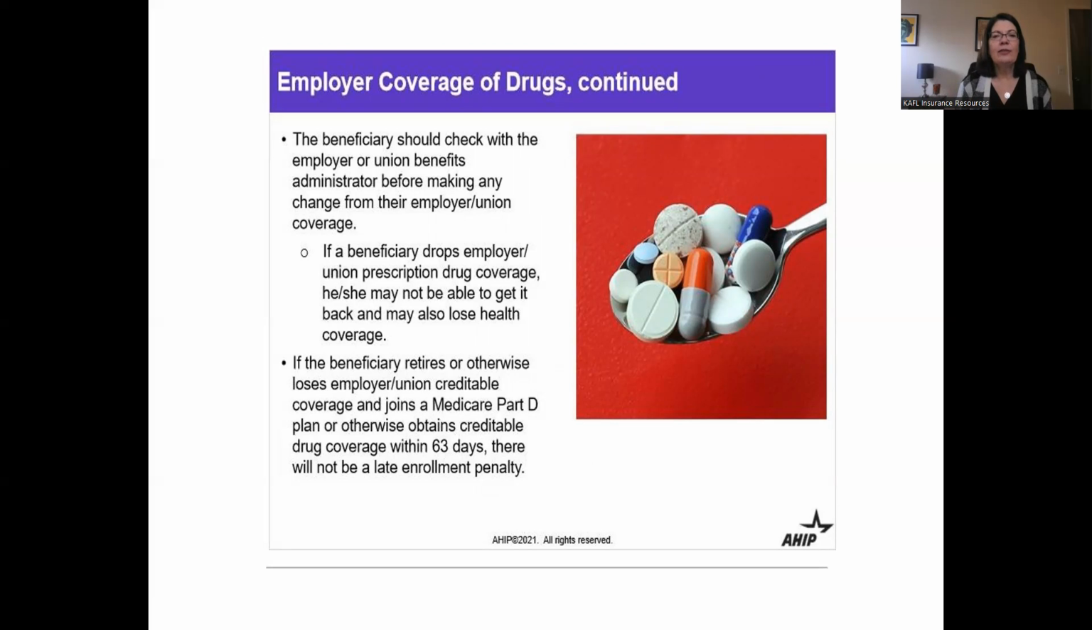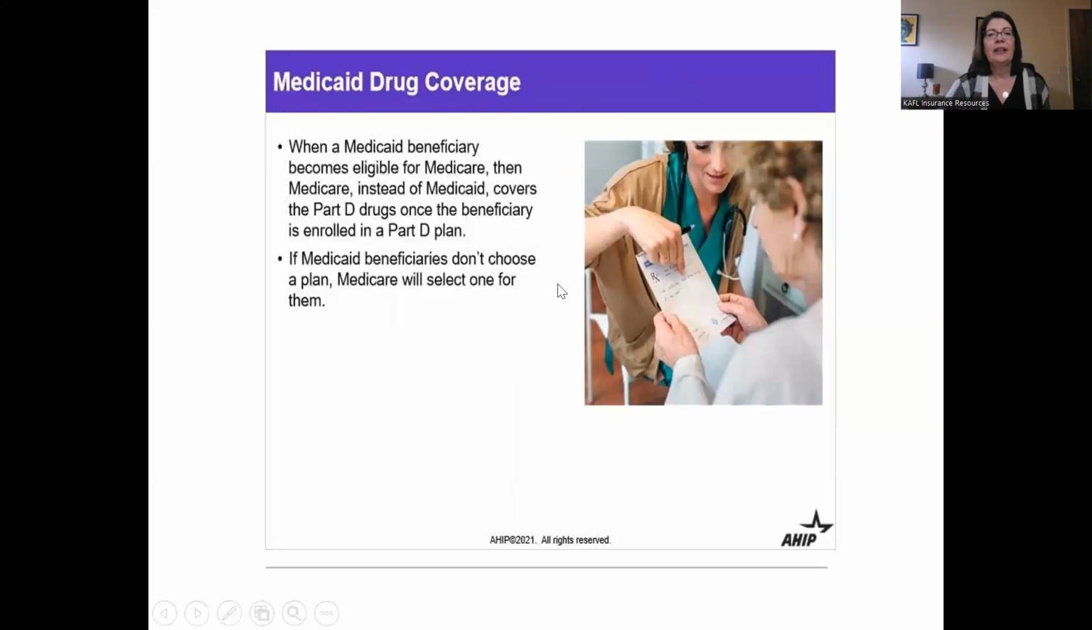So employer coverage of drugs. One thing that someone needs to keep in mind is if they have drug coverage through an employer or union and they drop it, they might not be able to get it back. So they want to make sure that that's a good choice for them to change to a different drug plan, because again, they might not be able to get it back, and it could also affect health coverage that they have through their employer or union. And again, this references that 63 days.